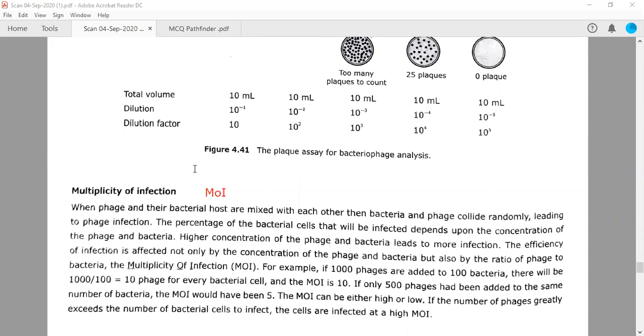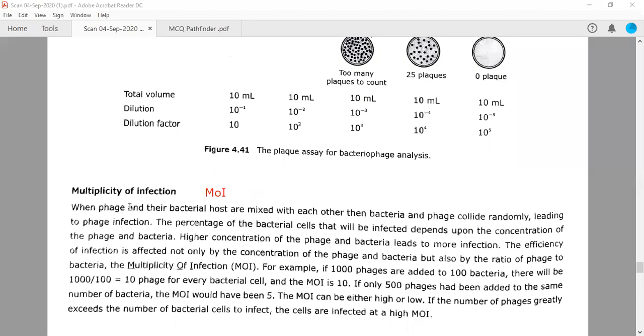Suppose you are having a high number of viruses compared to the bacterial cells, then you can calculate these numbers, and you can say that for each bacterial cell you are having many viral particles, so there is more probability of infection. The probability of infection will increase with the multiplicity of infection. With the MOI, the probability of infection will increase. But I will tell you one more factor. So let's discuss this first.